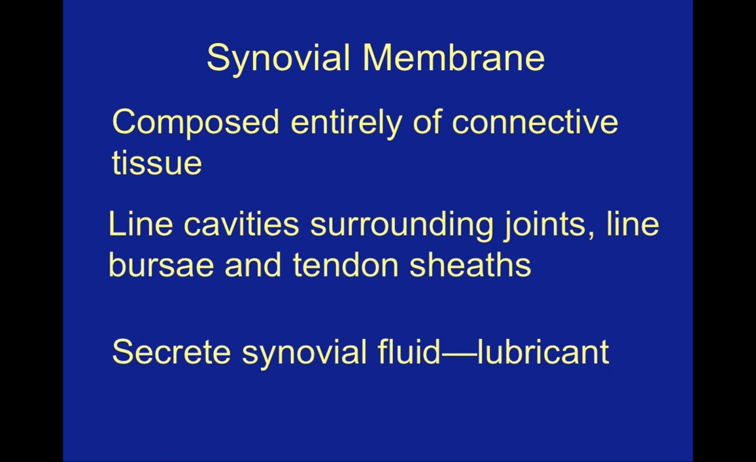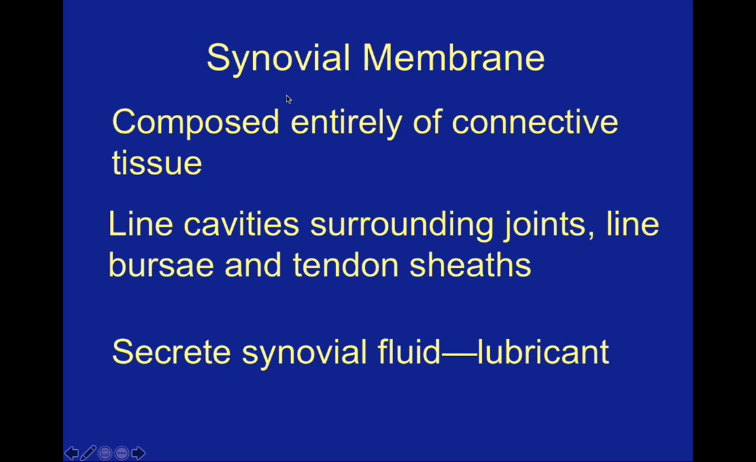So the final type of membrane that we are going to discuss is actually known as a connective tissue membrane, and that is the synovial membrane. The synovial membrane doesn't have any epithelial tissue, it's simply going to be made up of connective tissue. And this membrane is going to be found solely lining the inside of synovial joints, bursa, and tendon sheaths.